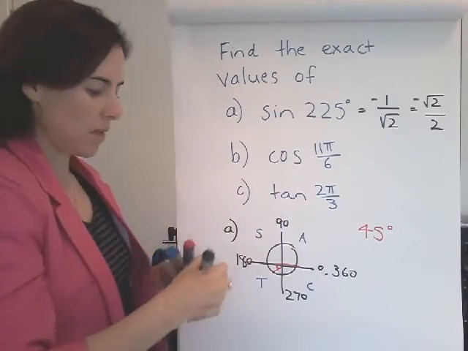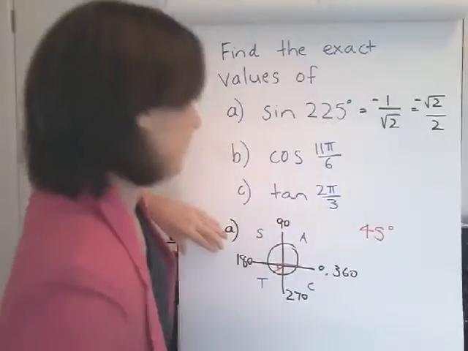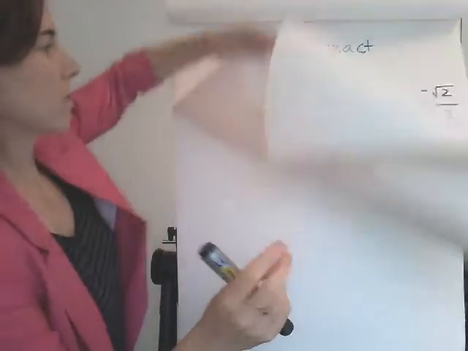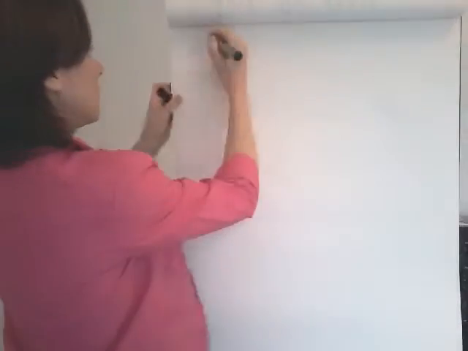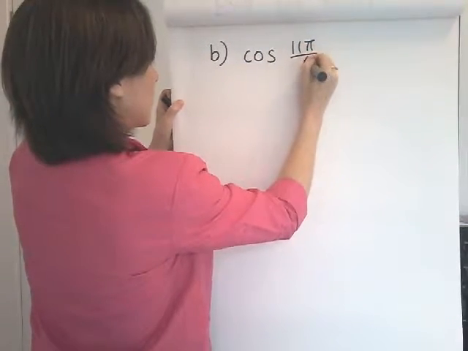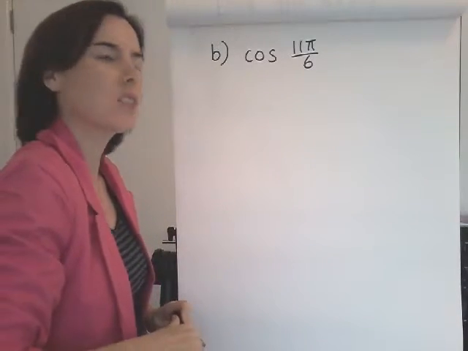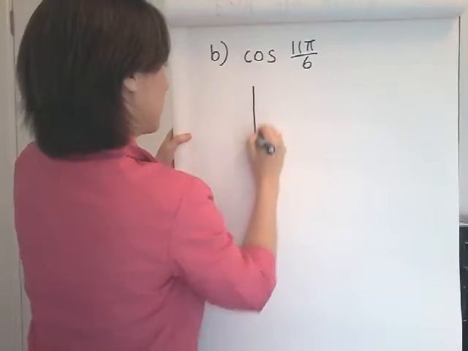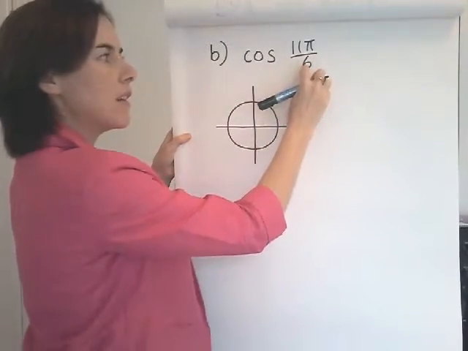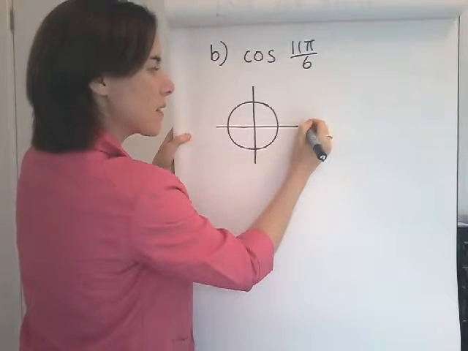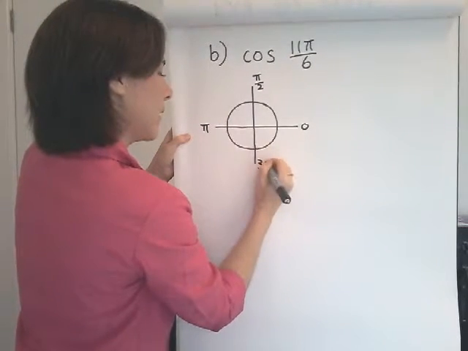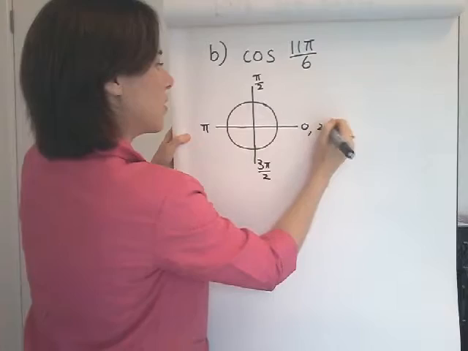Now I'll go on to question B. Cos 11 pi over 6. Draw it. In radians, so label your circle in radians: 0, pi over 2, pi, 3 pi over 2, 2 pi.